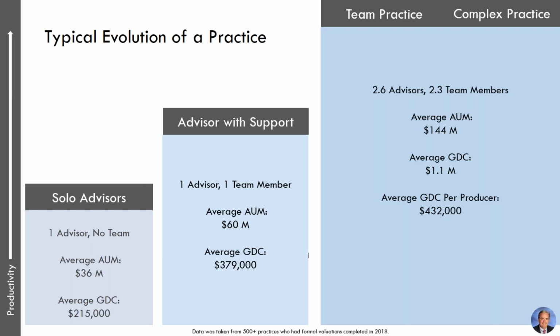Then we move into complex teams. You're going to see that we define this as 2.6 advisors and 2.3 team members. The average AUM is 144 million. The average GDC is 1.1 million, and then the average production per producer is 432,000. So you can see that the productivity does go up over time. I will tell you from some of the work that we do around valuations and practice management, it's hard to maintain some of those profit margins as you get bigger, which is contrary to what you might think.